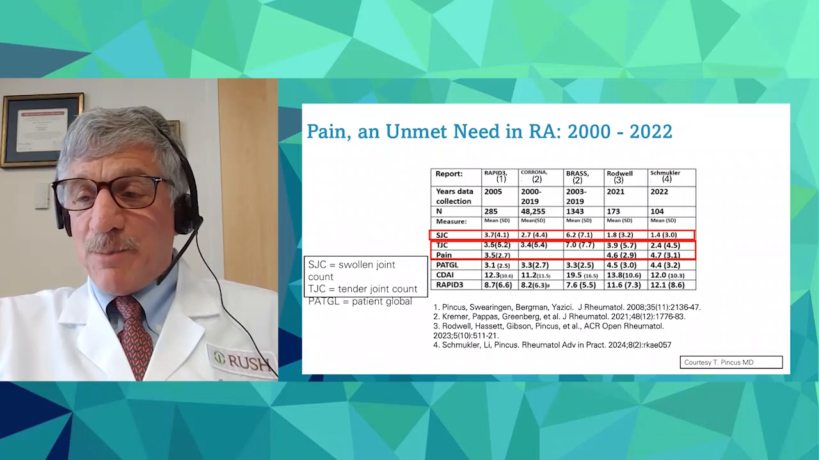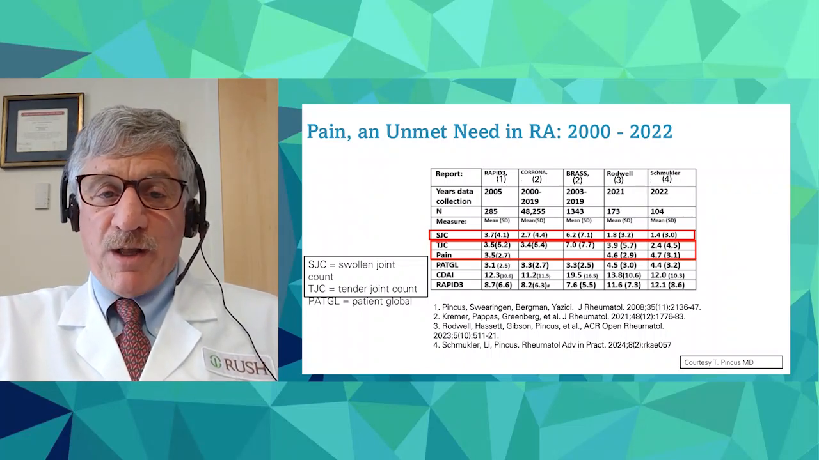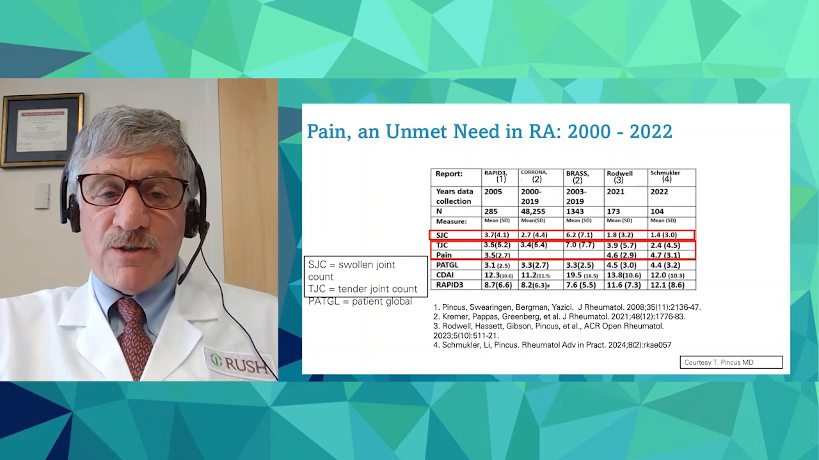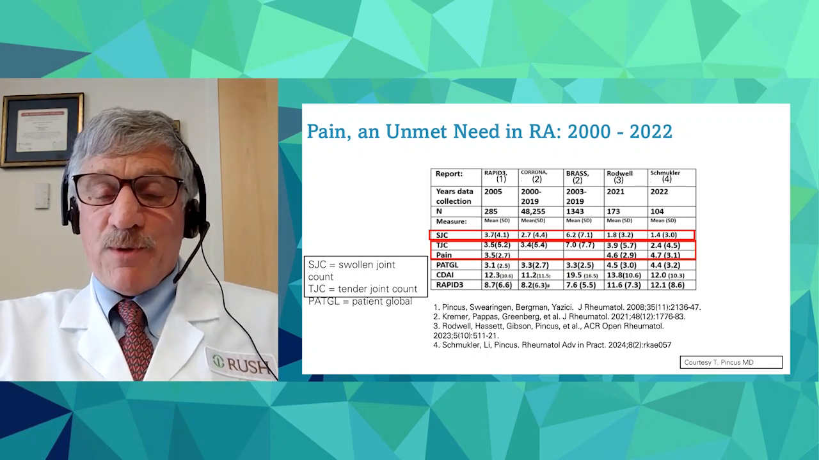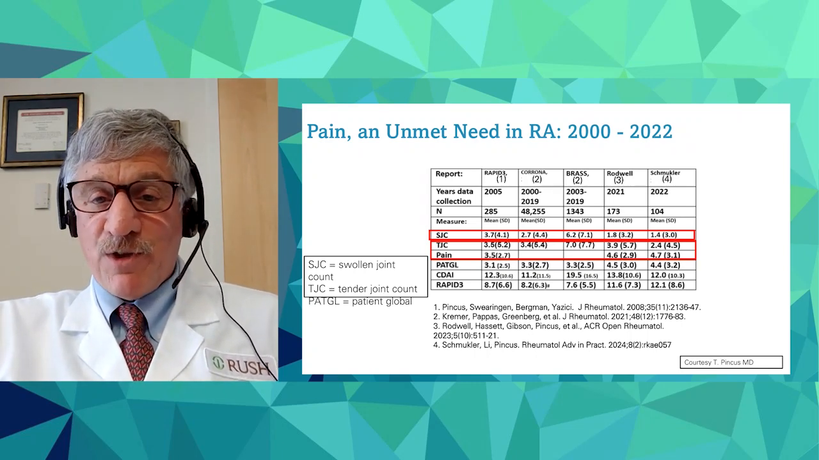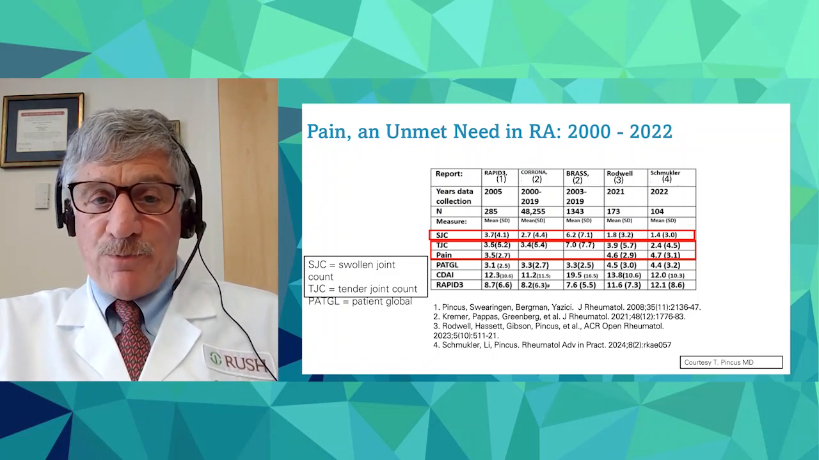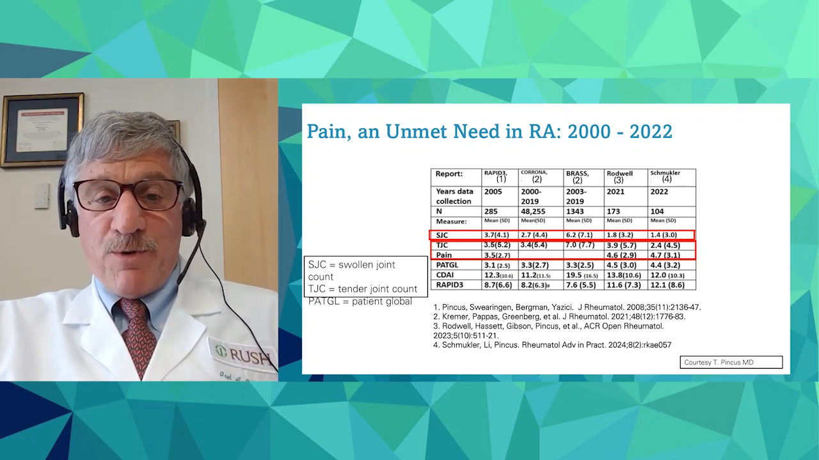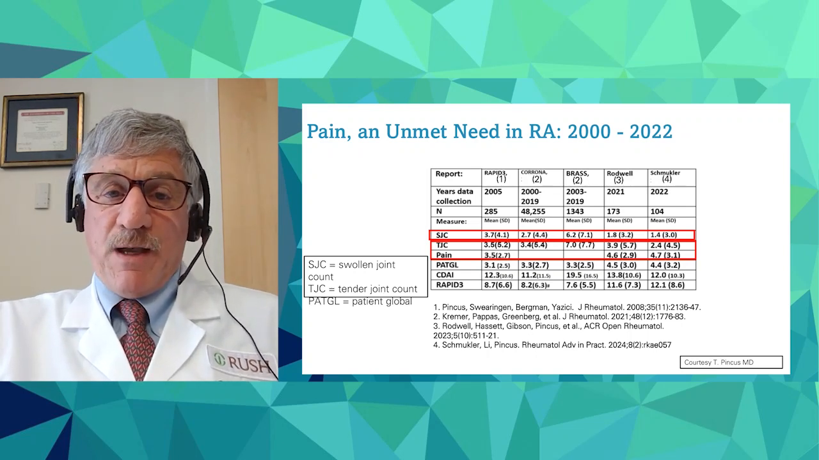Just as an example of the unmet need, if you look at how we've been doing with rheumatoid arthritis over the last 20 years, between the early 2000s and 2022, what you see is under SJC, the swollen joint count, the actual inflammation has been much better controlled. We've really reduced the number of swollen joints, but both the tender joint count, meaning painful joints, and pain in general has remained stubbornly high. So we've done a great deal with modern therapeutics in terms of treating the inflammation, but we still have a huge unmet need with the pain.